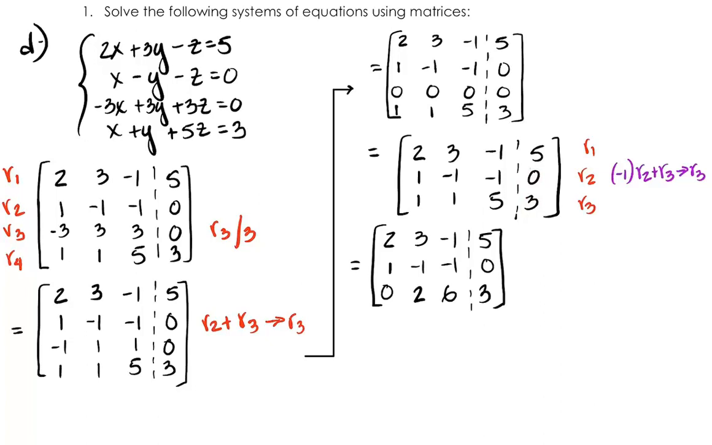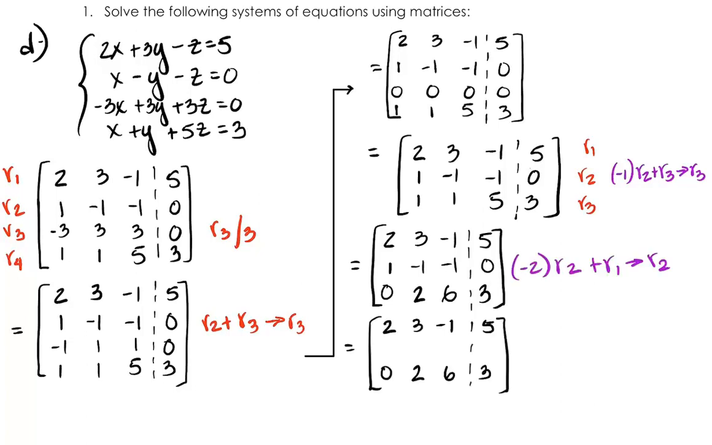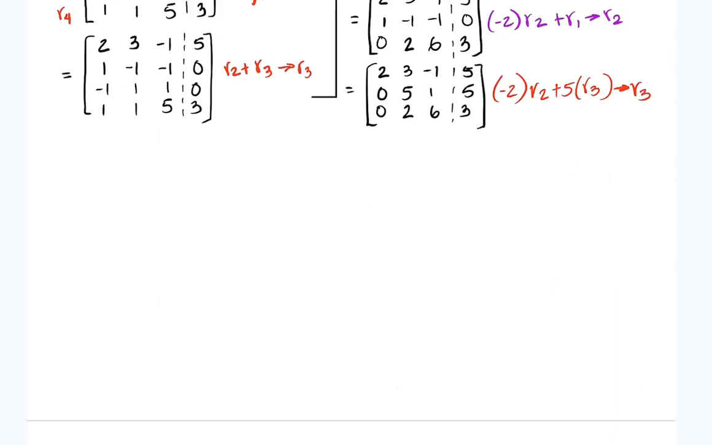Now we are going to multiply row 2 times -2 and add it to row 1, and we will get a new row 2. And we get 0, 5, 1, and 5. Now we're going to multiply row 2 times -2 and row 3 times 5. Then we're going to add them, and we will create a new row 3. Once we do that, we get 0, 0, 28, and 5.